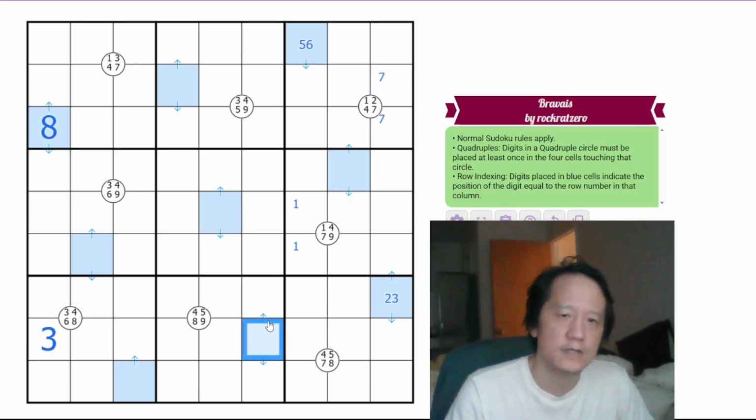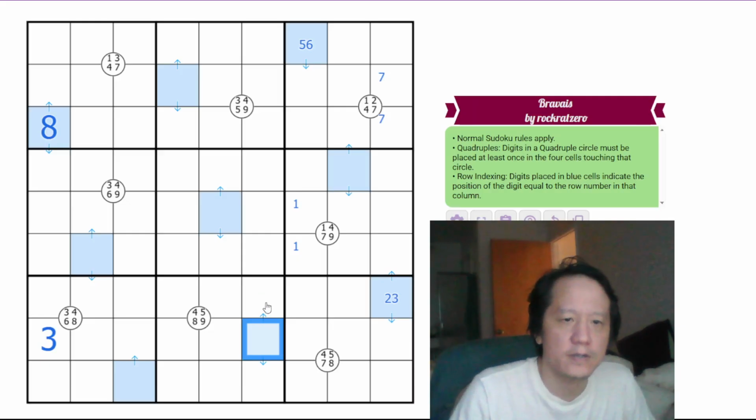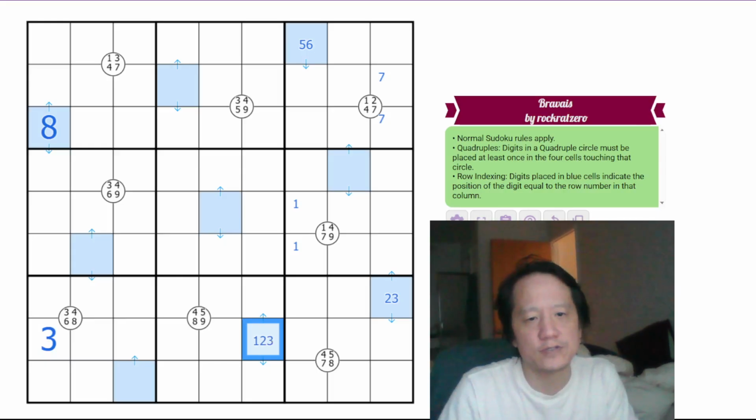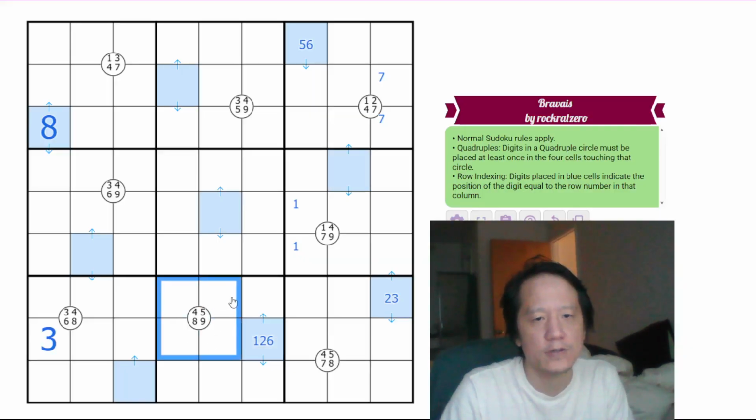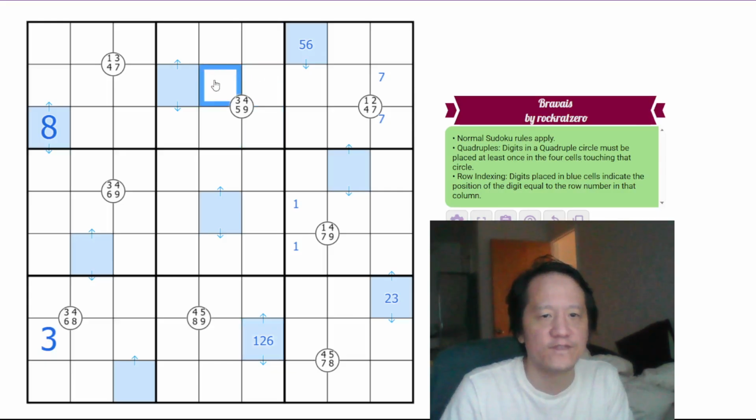8 cannot be any of these. So this is 1 through 6 here. This can't be 3 because of the 3 in the row. Can't be 4 or 5 because they must surround the quadruple. So the 8, which is row 8, must be either in 1. It cannot be 2 because we have the full circle here. So it's 1 or 6 is the 8 positioning.